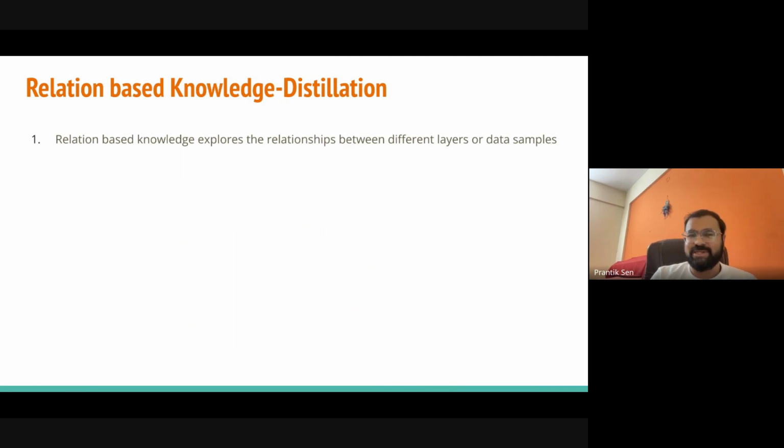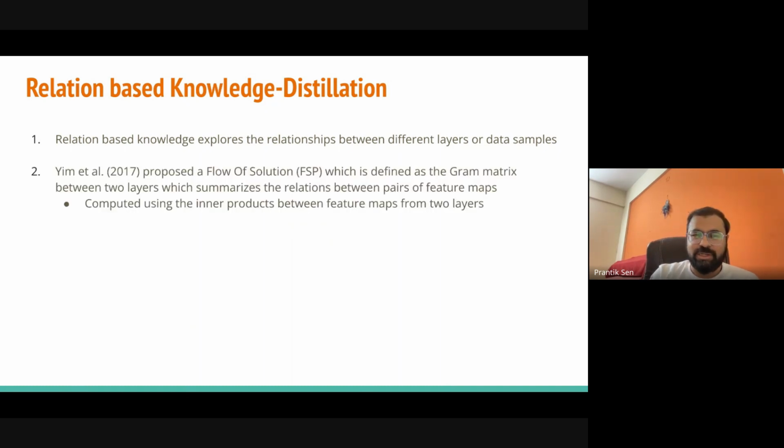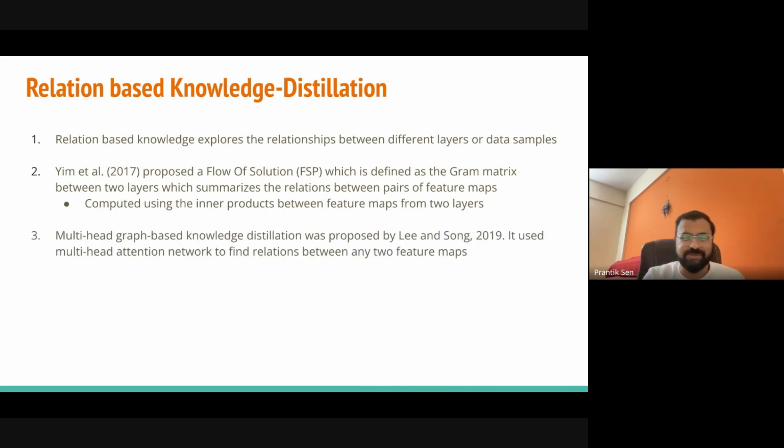Now, relation-based knowledge explores the relationships between different layers or data samples that we spoke about. One proposed solution, a method of relation-based knowledge distillation, is nothing but the Gram matrix between two consecutive layers. It summarizes the relations between two pairs of feature maps. You have a particular layer, you have something as input, you have something as output. What is the relation between that? Very simply, you compute the dot product, and that gives you the relation between these two feature maps, and that is what you are trying to transfer to the student.